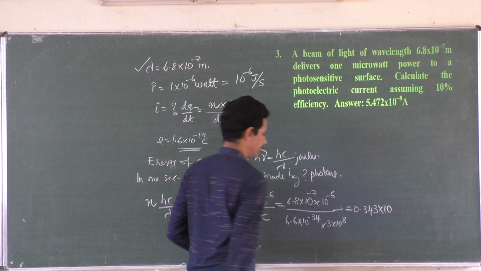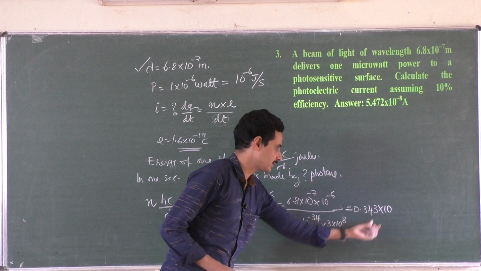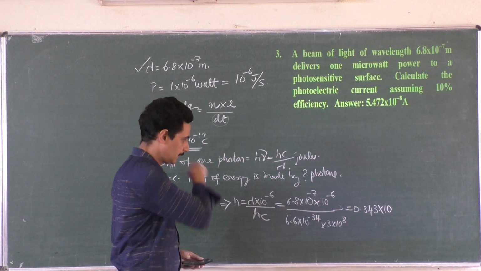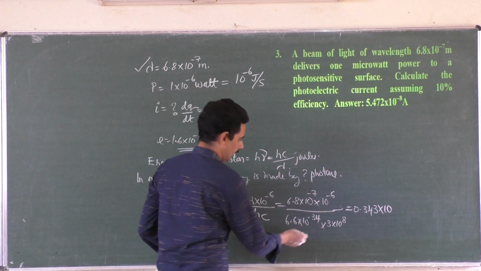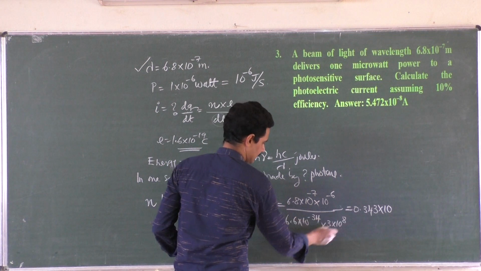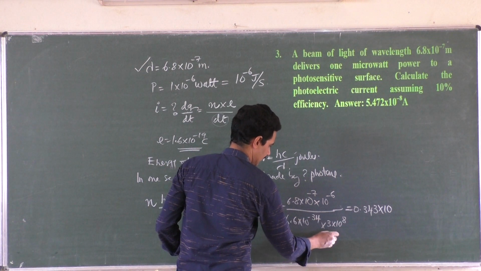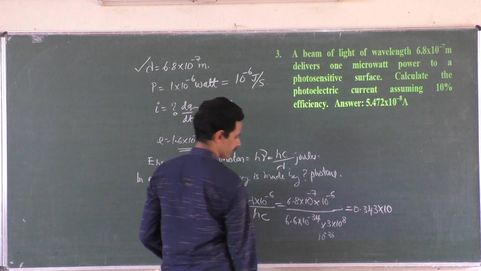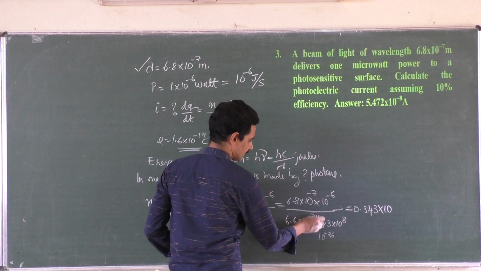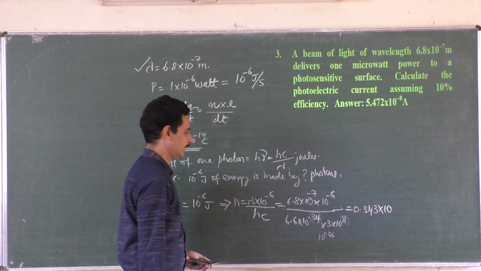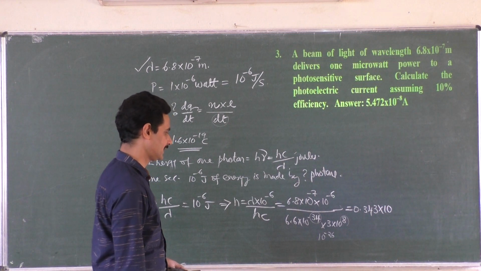0.343 into 10 to the power... You can't get a fraction, because 10 to the power should be positive. Is it positive? Yeah, minus 34. This is 10 to the power minus 26, isn't it? Minus 34 plus 8, minus 26.